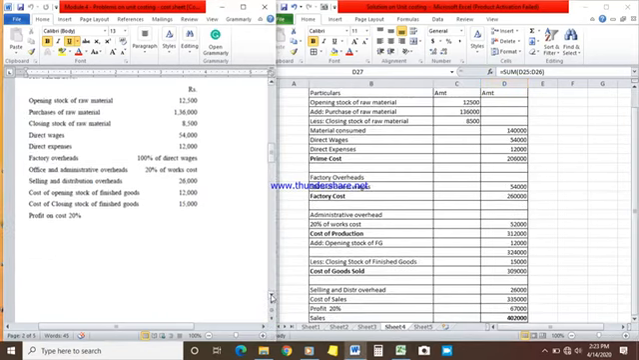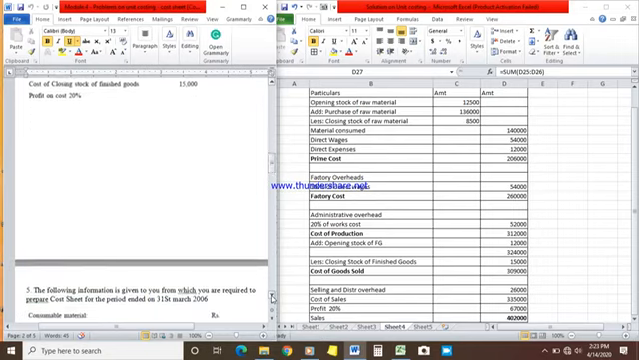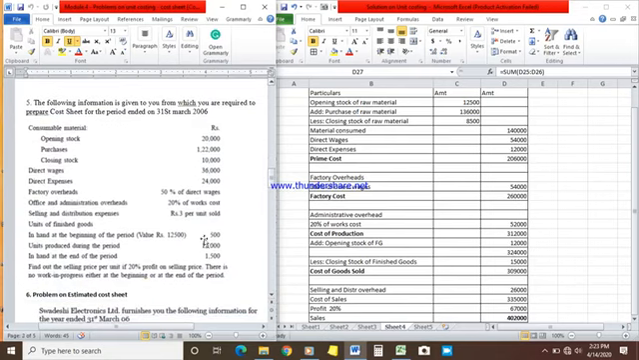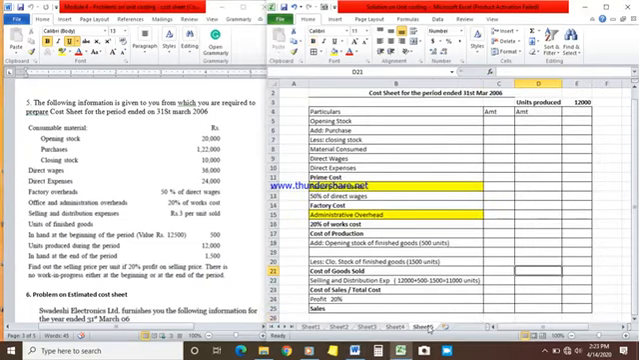So next we move on to the fifth problem. The fifth problem is slightly complex compared to the previous four problems that we discussed. Again, for this I have already developed a format, so that will save our time. What is the importance of this problem? The following information is given to you, for which you are required to prepare a cost sheet for the period ended 31st March.